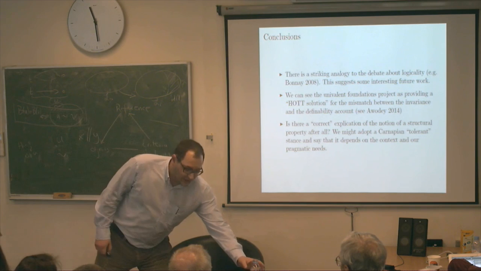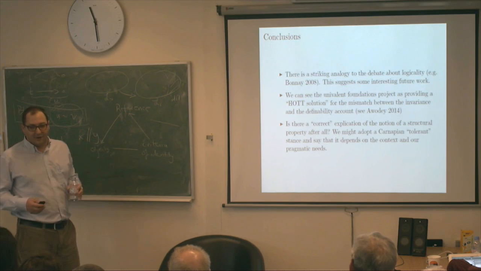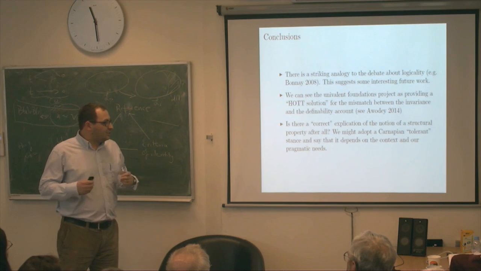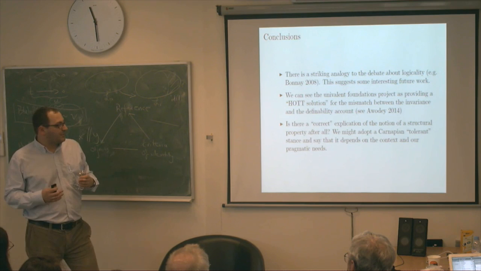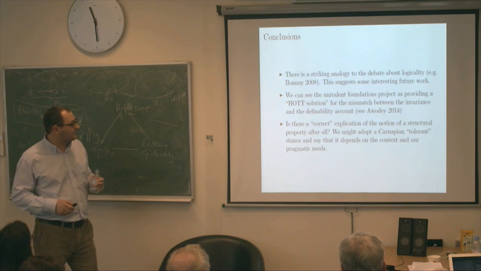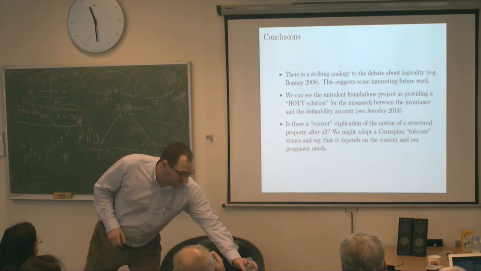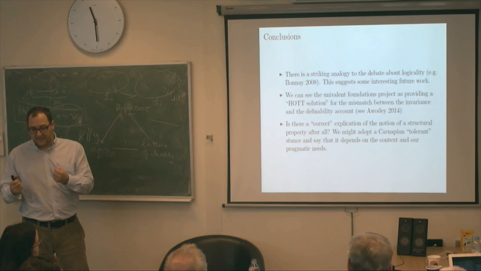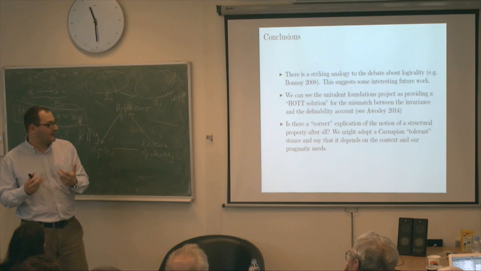framework to go here. So one point that Steve Awodey has suggested numerous times is that this new univalent project gives a kind of solution for the mismatch between invariance and definability. So definability in homotopy type theory gives you exactly the definable properties, but we haven't worked on that at all. And the final thing is more philosophical, and that's the question: how do you go from the fact that these two explications do not coincide, or do not give you the same pre-theoretical notion?